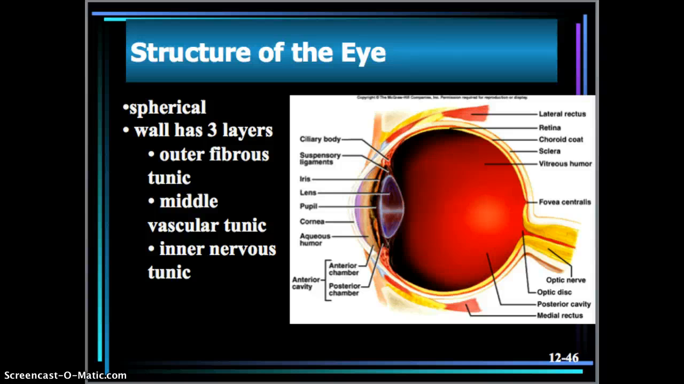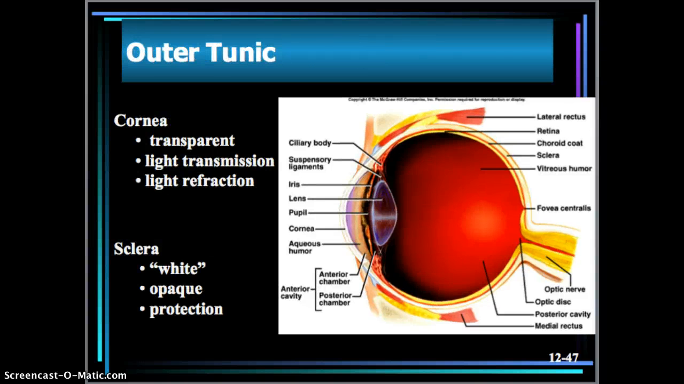So the eye is spherical. It has about 3 layers. There's the outer fibrous tunic, the middle vascular tunic, and the inner nervous tunic. And we're going to break down each of these. So the outer tunic is composed of the cornea and the sclera. So the cornea is seen here, and the sclera is the white part of your eye.